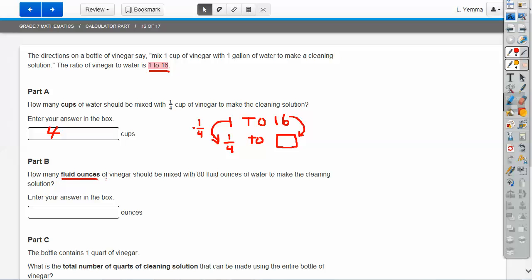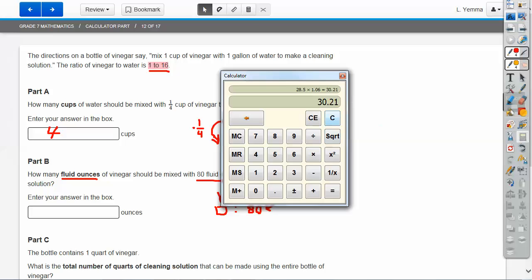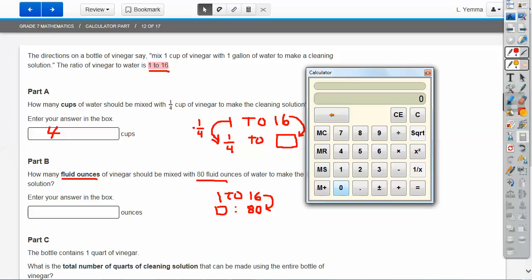How many fluid ounces of the vinegar should be mixed with 80 fluid ounces of water to make a cleaning solution? So now we have 80 fluid ounces. The question is, what did I multiply 16 by to get 80? Because I'm looking for this number right here. Well, as luck would have it, I can pull up my calculator because this is the calculator section after all. I can do 80 divided by 16. I get 5. There we have it. 5. Brilliant.